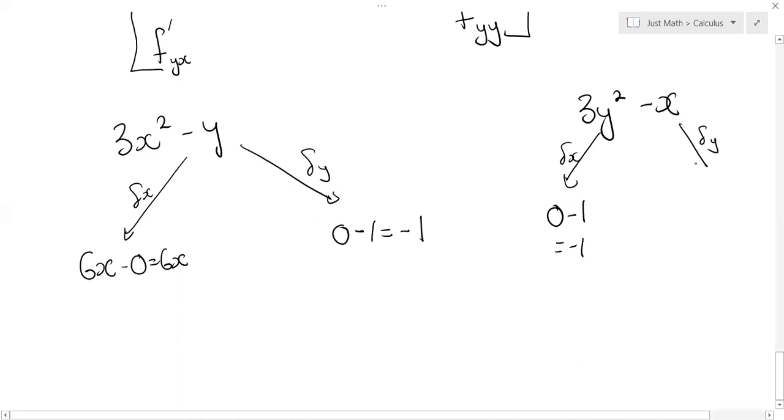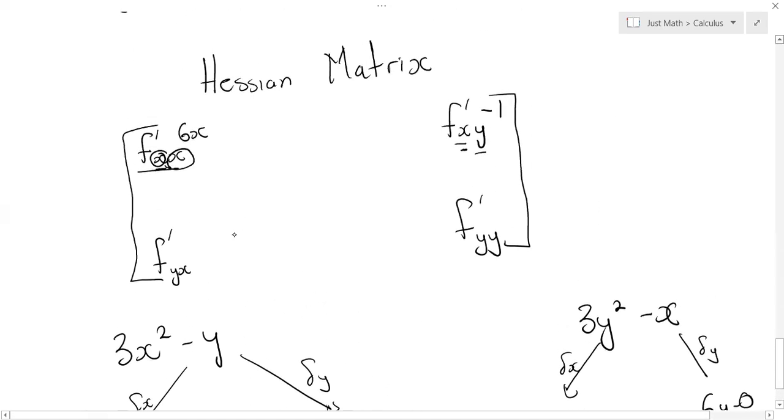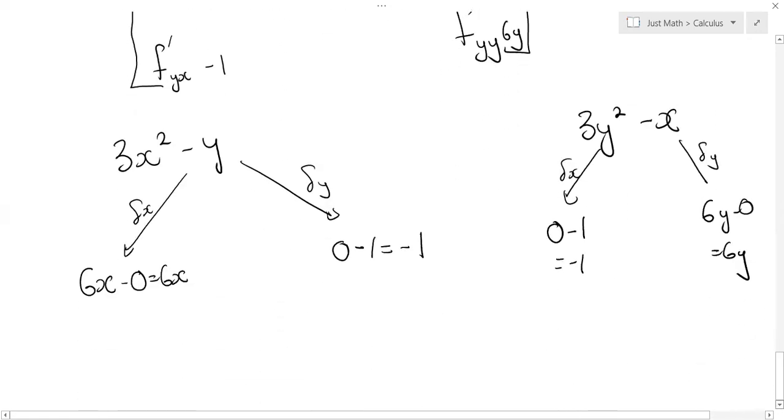And with respect to y, this becomes 6y minus 0, which just gives us 6y. So it means that here we have minus 1 and we have 6y. So we end up having something like this.